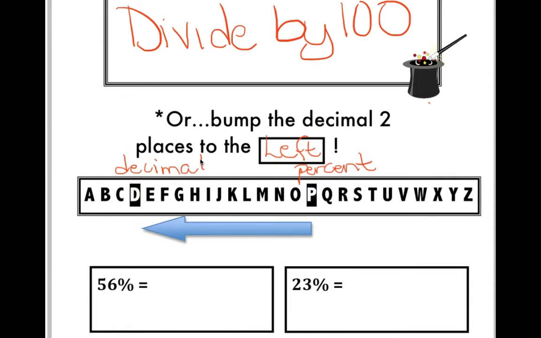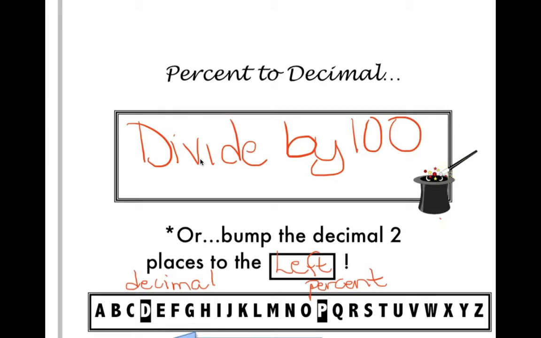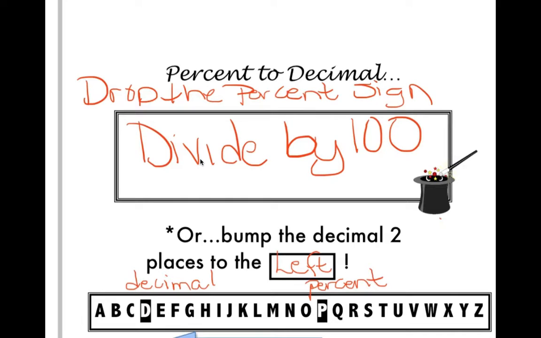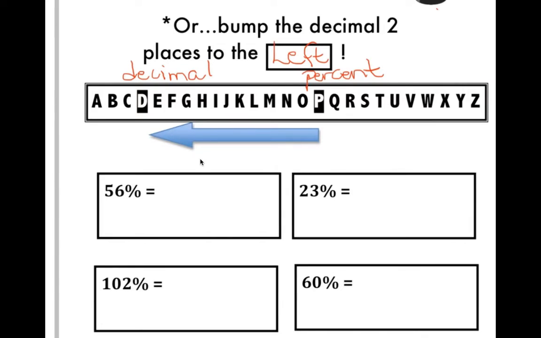You also need to drop the percent sign. I want to write that at the top. Before you divide by 100, you should drop the percent sign. I probably should go back to the other page. And all right, so back to where we were. Once we drop our percent sign and we're going to bump our decimal 2 places to the left, this is what happens. Okay, where is the decimal?